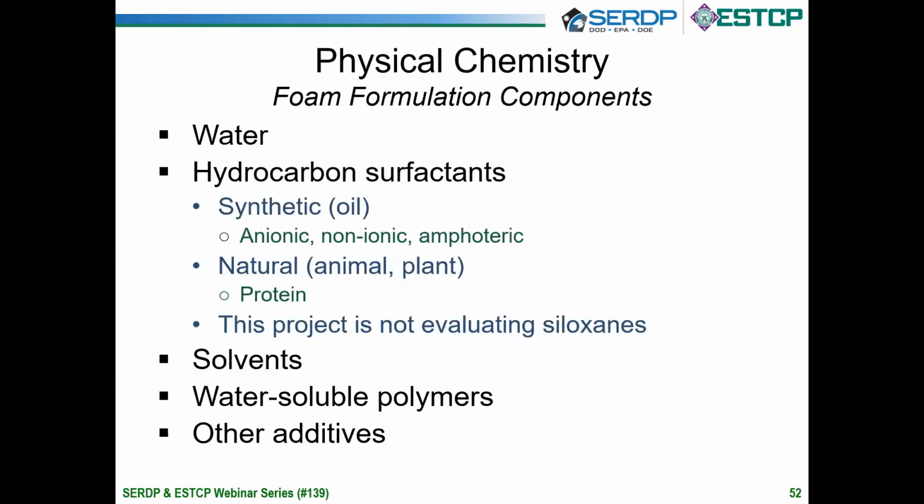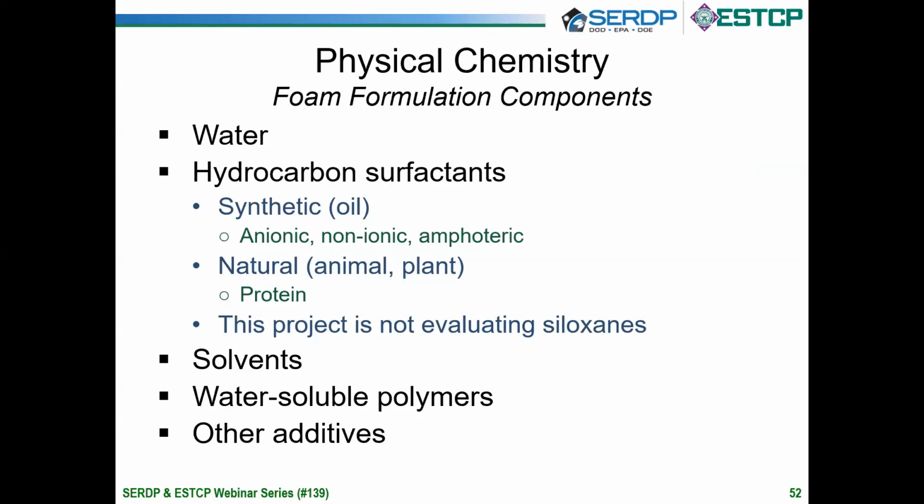In a typical foam, we'll start with water. Water is very important. There's some very good things. But we also have hydrocarbon surfactants. These are surfactants where the hydrophobic group, the water-hating part, is a hydrocarbon. These can be made from oil, synthetic surfactants such as anionics and non-ionics, or they can come from natural sources. Typically, these would be protein or polypeptide surfactants.